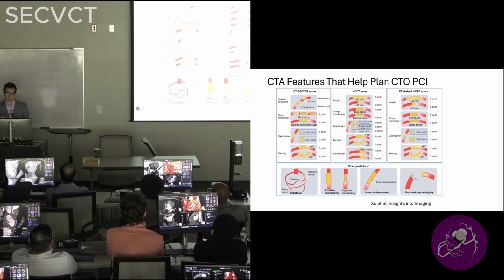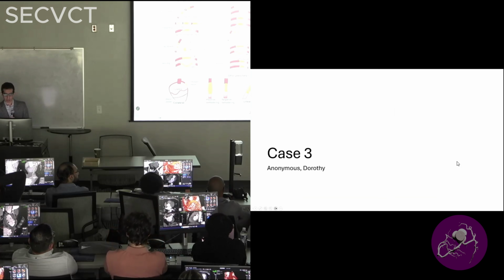We saw the LAD had a really long segment, and he was a young guy, and some of it was calcified, and there were some side branches, as you saw, the big septal and diagonal just before. So there was no way this would go for a successful PCI. So he underwent a CABG.